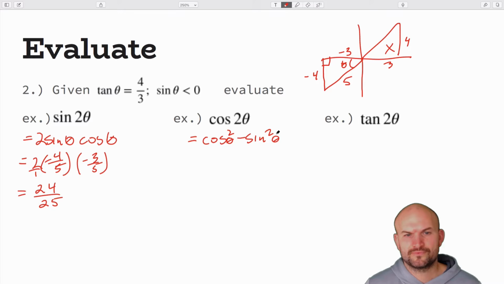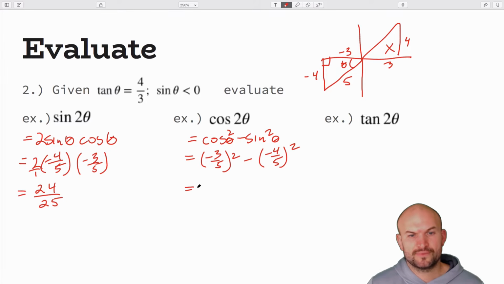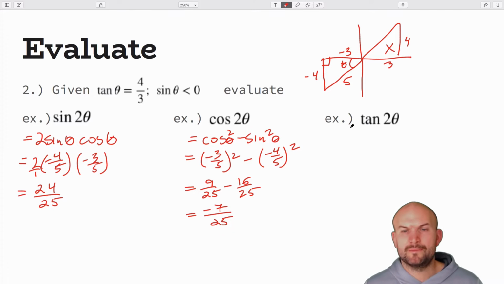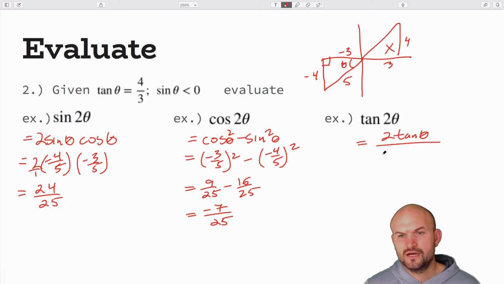Don't forget the thetas. All right, so cosine is -3 over 5, quantity squared, minus sine is -4 over 5, quantity squared. Okay, so -3 over 5 squared is going to be 9/25, and therefore minus 16/25. So that's going to be -7/25. All right, then we get down to the tangent. So again, just applying the tangent formula. That's going to be 2 tangent of theta all over 1 minus tangent squared of theta, right?